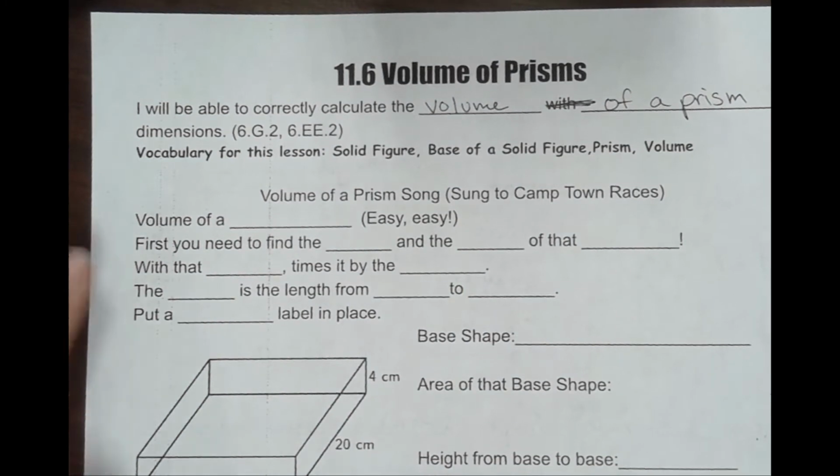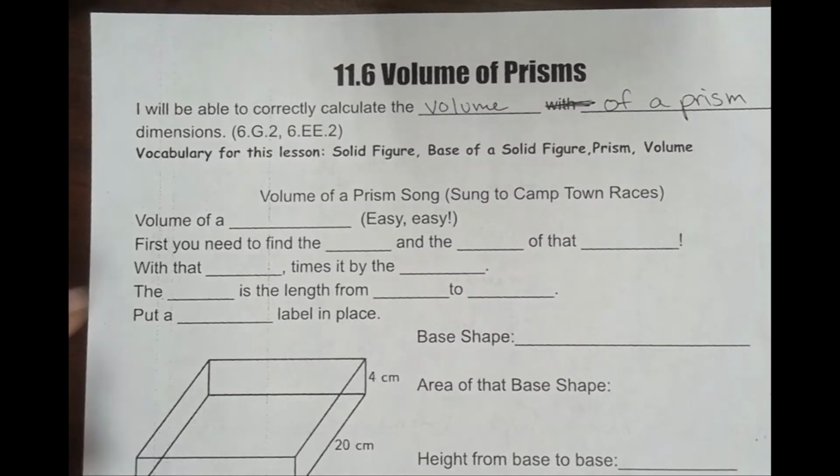So vocabulary for this lesson. A solid figure is a three-dimensional figure. Base of a solid figure is a base shape, so the basic shape that you see. Prism has two bases and all the other lateral faces are rectangles. And volume is the space inside a figure, or how much three-dimensional space an object takes up.